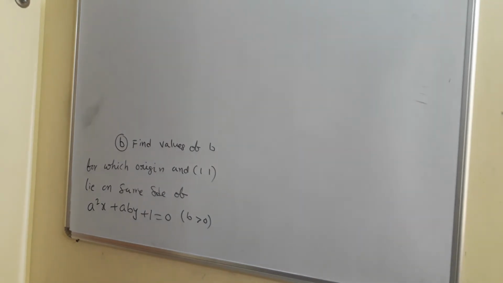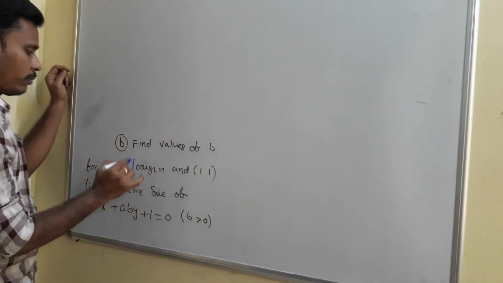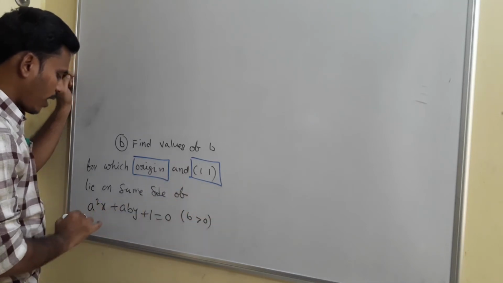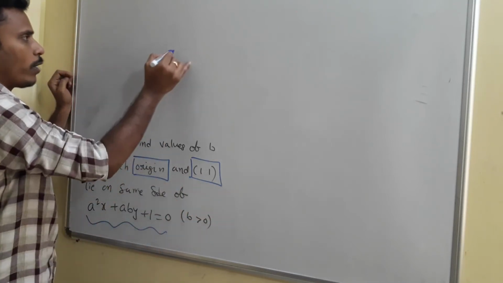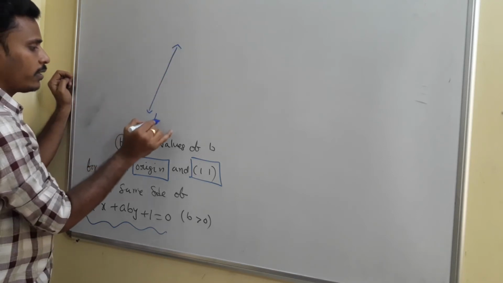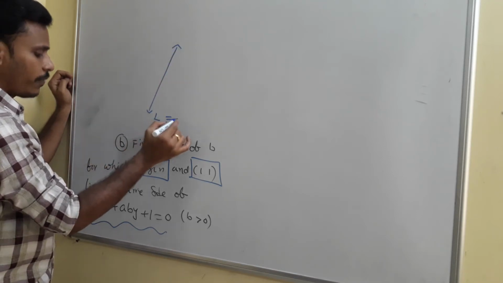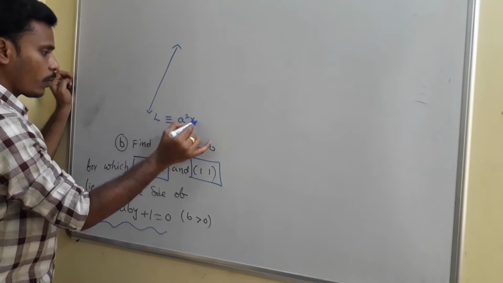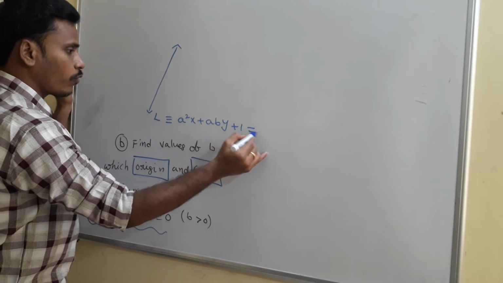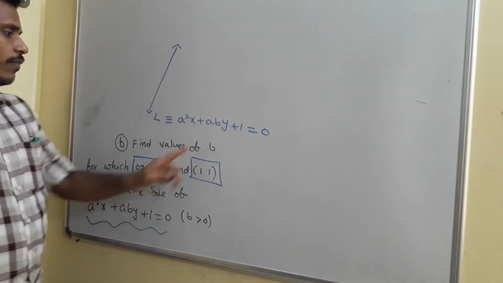See, 2 points are there in the b bit. One point is the origin and the other point is (1, 1). These 2 points are on the same side of the line. To explain for you, I will draw this line. What is the line? L. And that L is given in the question as a squared x plus a b y plus 1 is equal to 0. This is the given line.